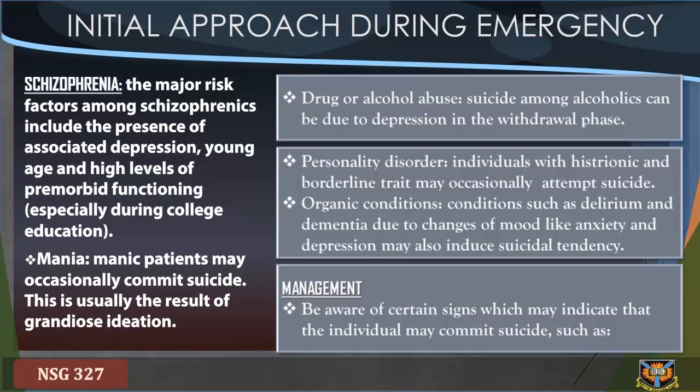Drug or alcohol abuse. Suicide among alcoholics can be due to depression in the withdrawal phase. Also, the loss of friends and family, self-respect, status and general realization of the havoc alcohol has created in his life may cause the individual to wish to die. Personality disorder. Individuals with histrionic and borderline traits may occasionally attempt suicide. Organic conditions. Conditions such as delirium and dementia, due to changes of mood like anxiety and depression, may also induce suicidal tendency.